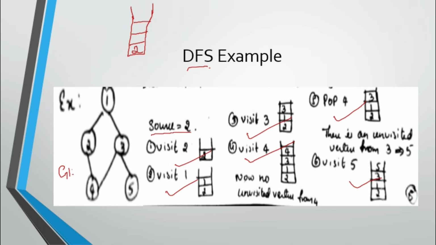Then finally you have 2. 2 has 1 and 4 in its adjacency list, both are visited. So remove 2 from the stack, or pop 2 from the stack. Now we have reached the situation where there are no elements left on the stack. This will tell the algorithm that you need to stop. So that is how your DFS algorithm works.